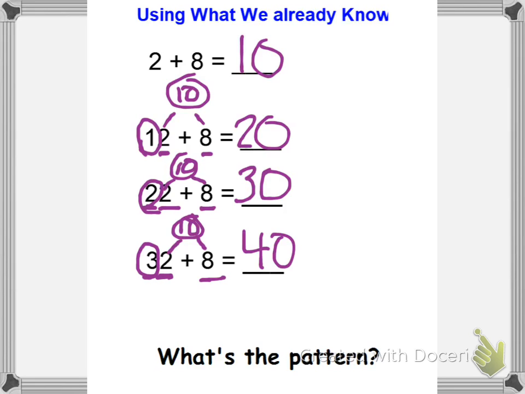So we know that our pattern going through all 4 of these is that they all have 2 ones and 8 ones, which helps you know that you're going to have that new 10, which lets you know that 2 plus 8 is 10, 12 plus 8 is 20, 22 plus 8 is 30, and 32 plus 8 is 40.